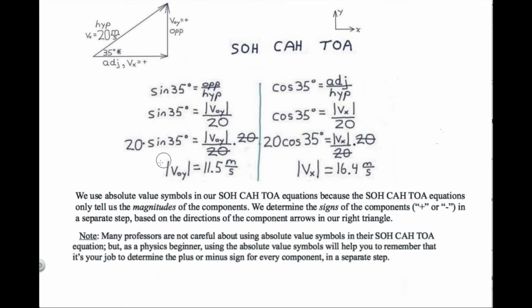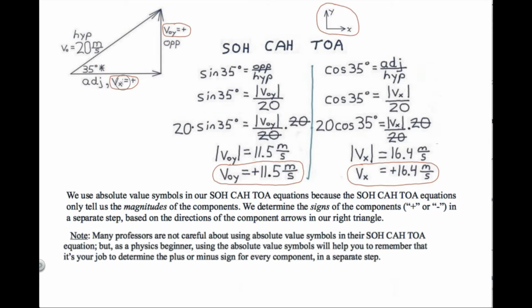We use absolute value symbols in our SOHCAHTOA equations because the SOHCAHTOA equations can only tell us the magnitudes of the components. It's our job to determine the plus or minus sign for each component in a separate step. We decided earlier that v sub x is pointing in the positive x direction, and that v sub 0y is pointing in the positive y direction. So v sub 0y and v sub x are both positive.